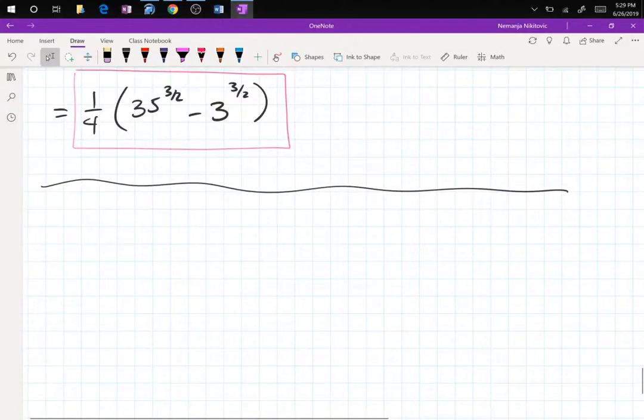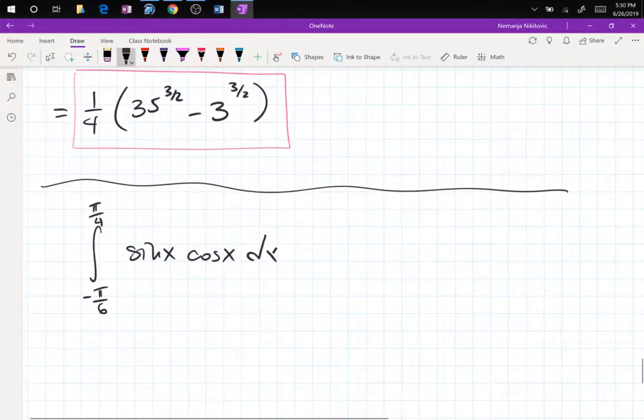Let's say you have the integral from negative pi over 6 to pi over 4 of sine x cosine x dx. It's good enough.